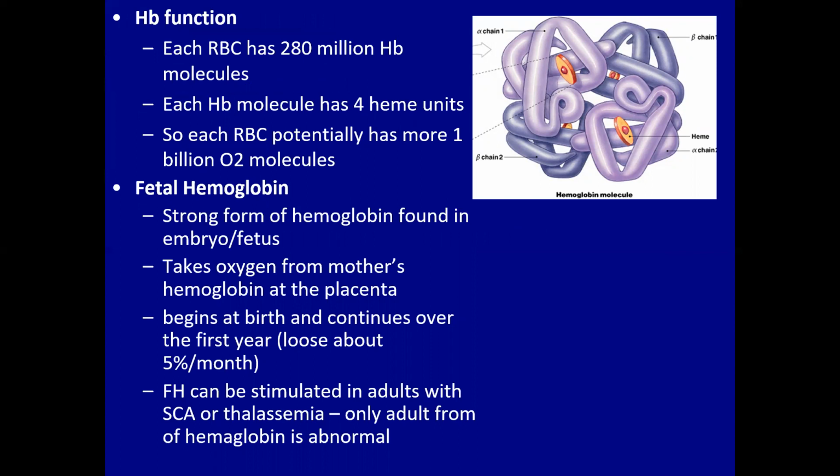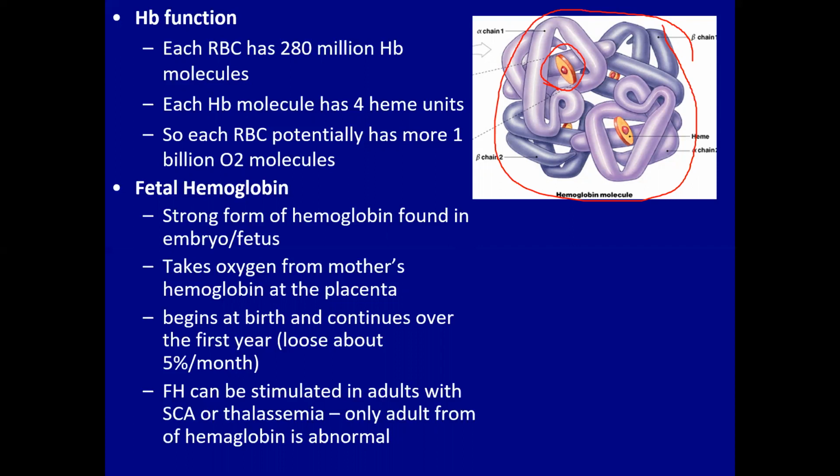So each one of the red blood cells has 280 million of these hemoglobin molecules, right? 280 million of these. So there's 4 heme units in each one. So if you multiply 280 million times 4, each red blood cell has more than 1 billion O2 molecules that attach.